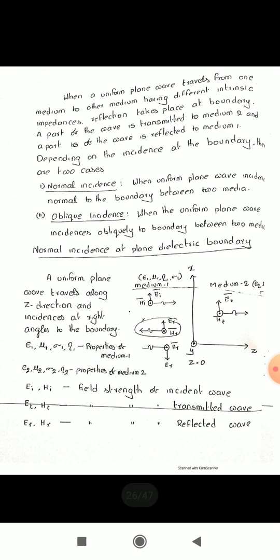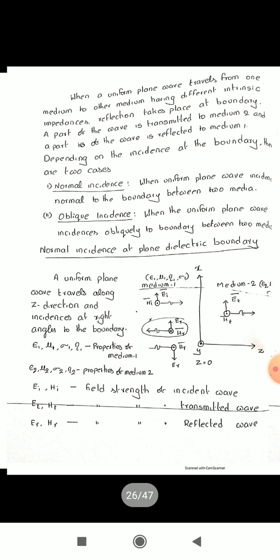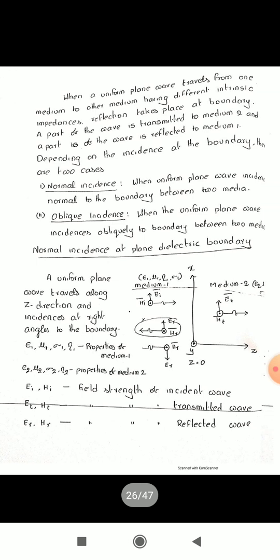Now, first we will see normal incidence at a plane dielectric boundary. Look at this one. Here we are taking two dielectric media, medium 1 and medium 2, with the parameters epsilon 1, mu 1, eta 1 and sigma 1, and epsilon 2, mu 2, eta 2 and sigma 2. A uniform plane wave travels along the z direction, incident at right angles to the boundary. Because of normal incidence, it is at right angle to the boundary. Oblique incidence means other than right angle.